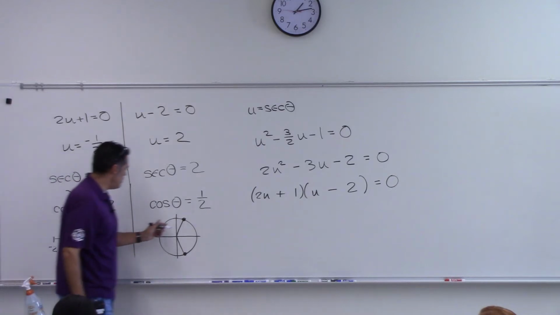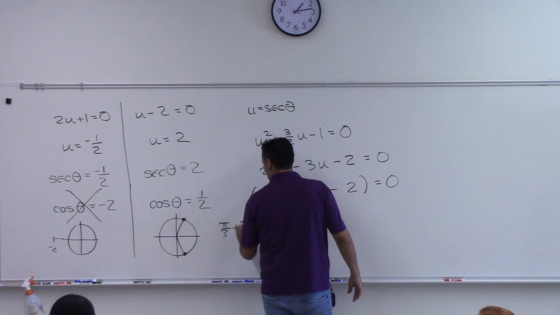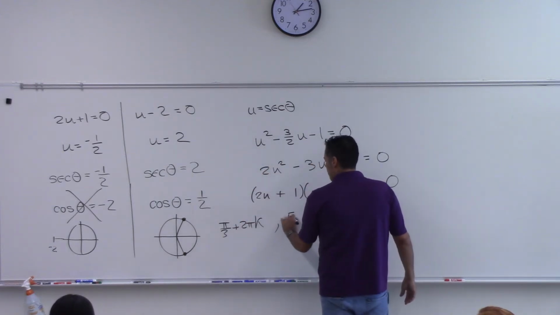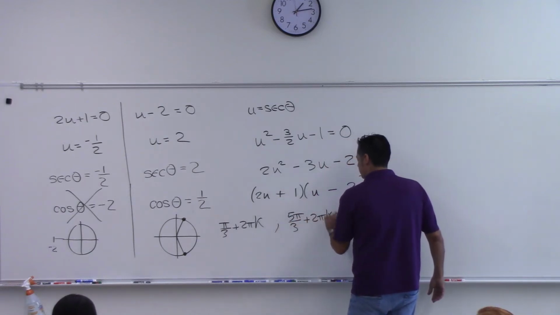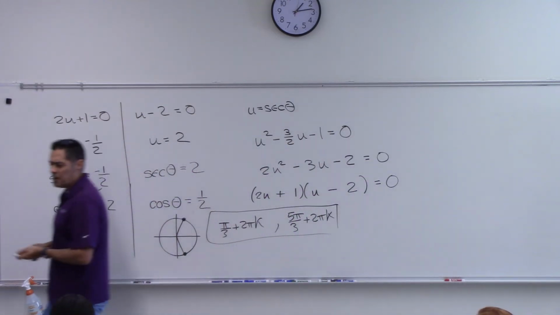All right, so what are those angles? Pi over 3 plus 2 pi k, right, to get back all the way around to it. And then the other one is 5 pi over 3, and then plus 2 pi k. That's what theta has to be. I hope that helped. Yeah?